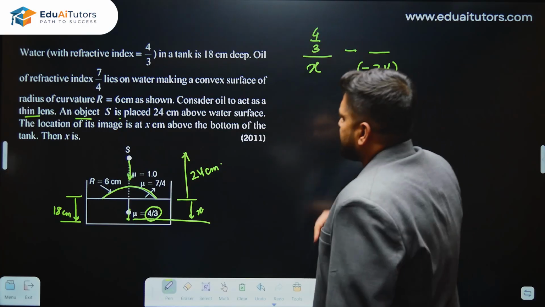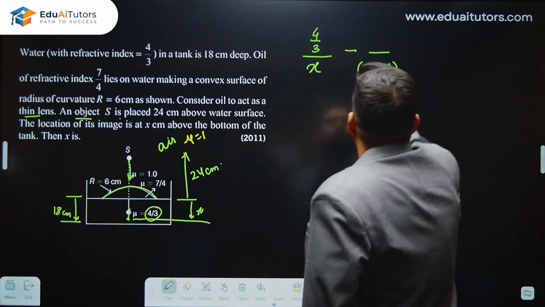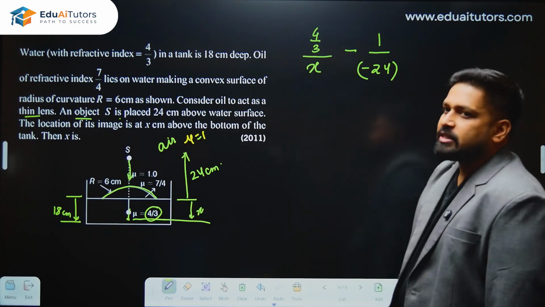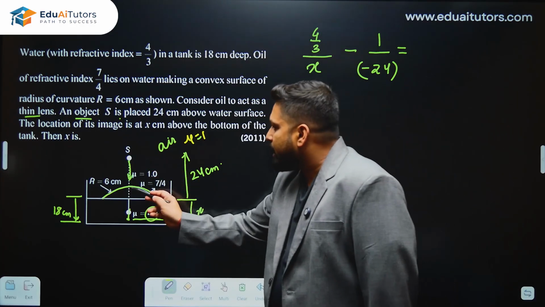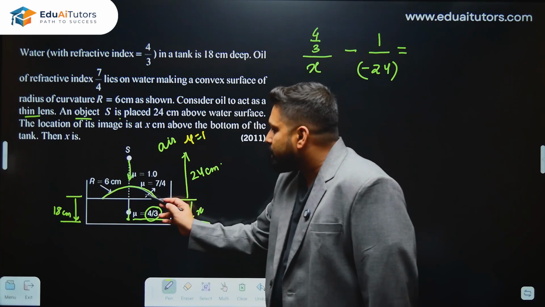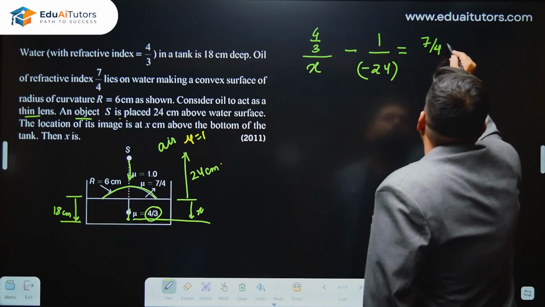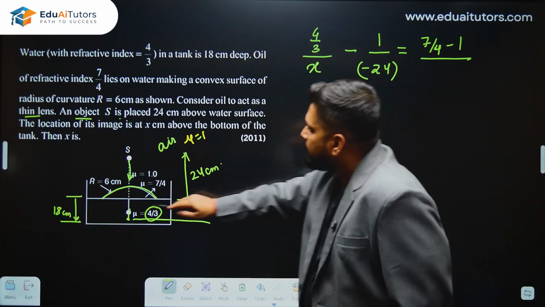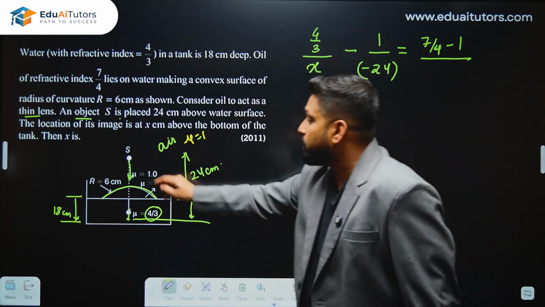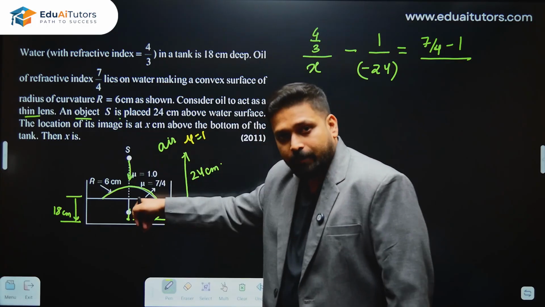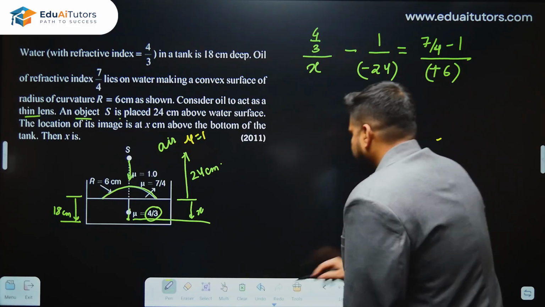And in which medium is it? It is in air, and the refractive index of air is 1. So 1. Now we just have to consider the curved surface. The light is coming from air and going into this oil. So where it is going? 7/4. Where it is coming from? 1. Divided by the radius of curvature of the first surface, which is 6. Plus, because this is the direction of the light and the radius of curvature will also be downwards. So plus 6.